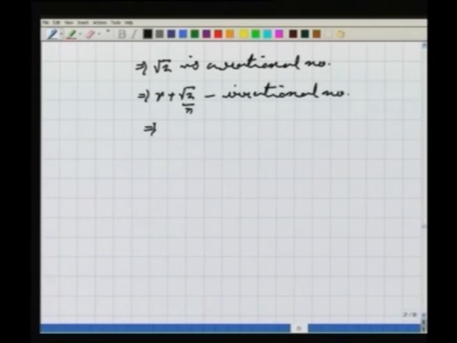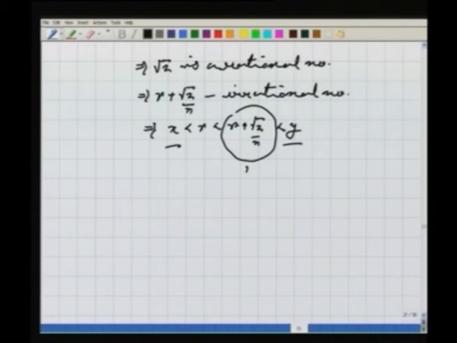And this implies what I got finally is x less than r, which is less than r plus root 2 by n, which is in turn less than y. X and y are the two real numbers I started with, and finally I landed up with r plus root 2 by n, which is irrational. That is, between any two real numbers you can always find a rational number as well as an irrational number. That is what is called the denseness of irrational numbers.